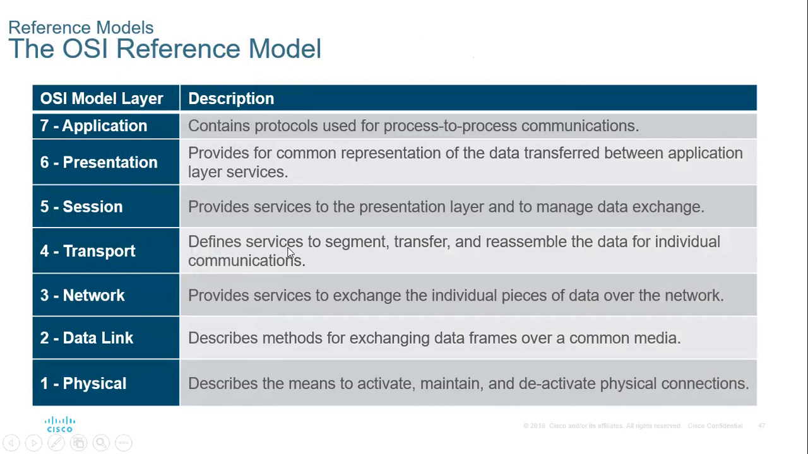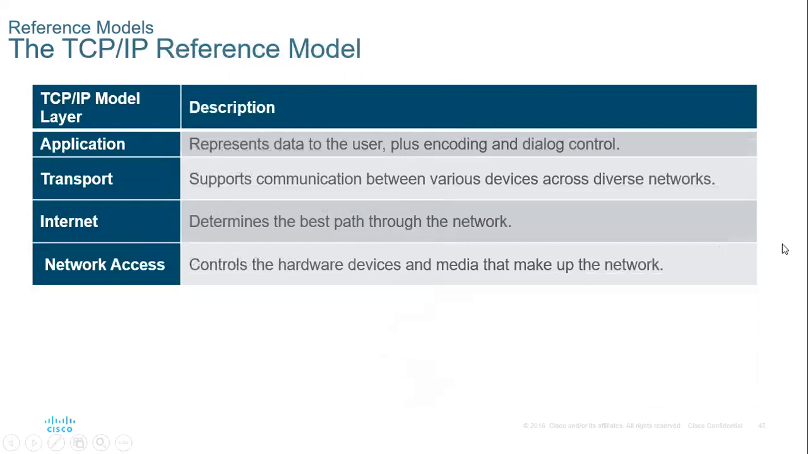The transport layer defines services to segment, transfer, and reassemble the data for individual communication. The network layer provides services to exchange the individual pieces of data over the network. The data link layer describes the method for exchanging data frames over a common media. Whereas the physical layer, the last one, describes the means to activate, maintain, and deactivate physical connections.